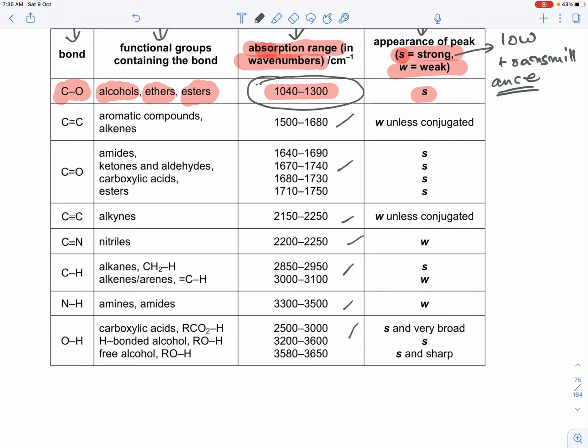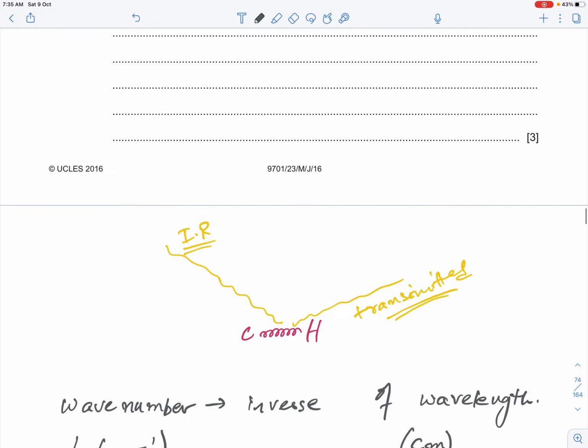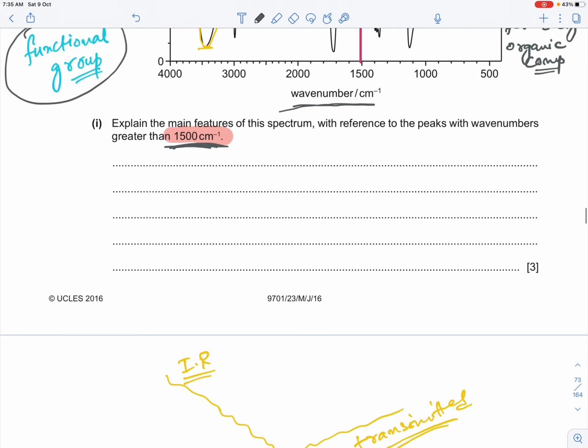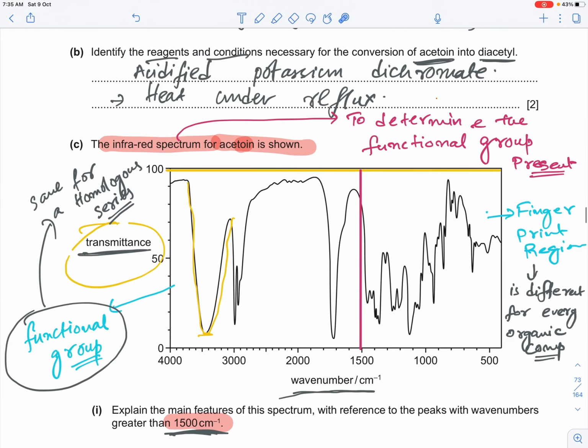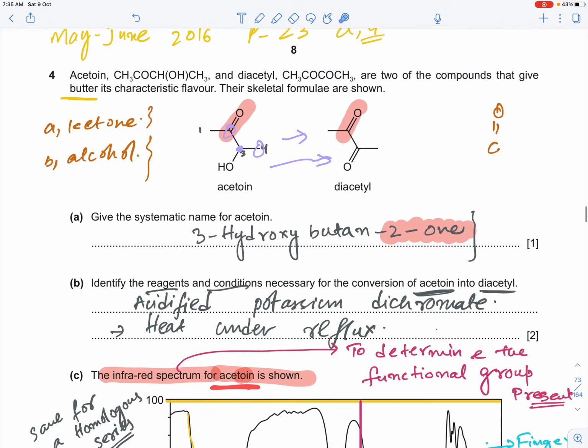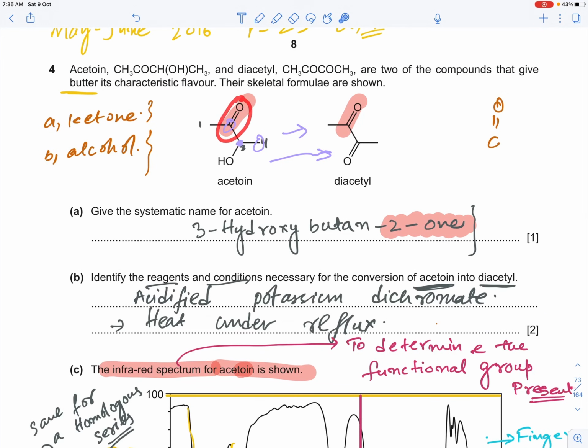Okay, so now I hope all of you have understood what an IR spectrum is. Now let's just focus on the question. So the question is, explain the main features of this spectrum with reference to the peaks with wave numbers greater than 1500, right? And this is the IR spectrum for acetoin. And just remember the structure of acetoin. In acetoin we have a C double bond O group and an OH group, right?